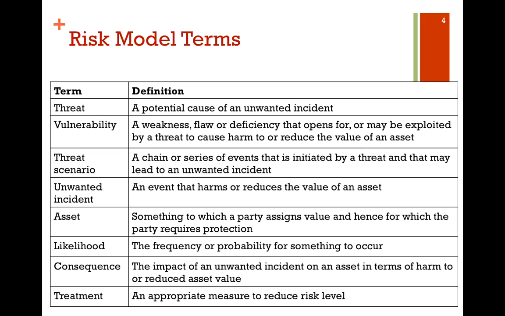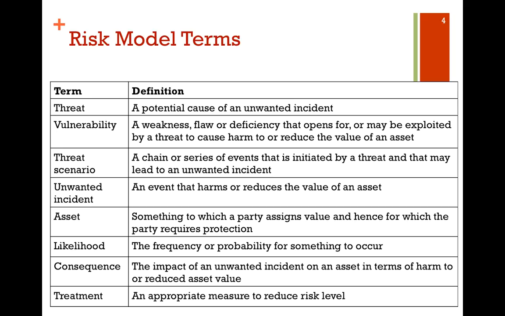The UML-based graphical notation uses a set of standard concepts used in security risk analysis. A threat is the potential cause of an unwanted incident. A vulnerability is a weakness or a flaw that may be exploited by a threat to cause harm or reduce the value of an asset. A threat scenario is a chain or a series of events that is initiated by a threat and that may lead to an unwanted incident. An unwanted incident is an event that harms or reduces the value of an asset. An asset is something for which a party assigns value and for which the party requires protection.